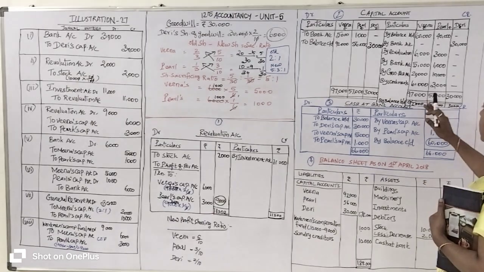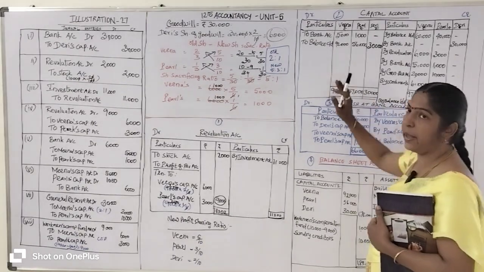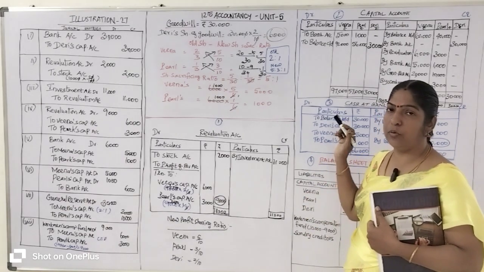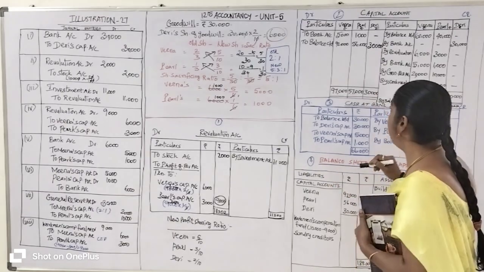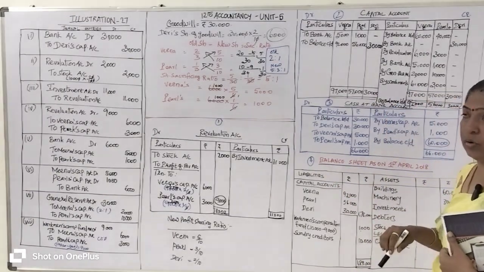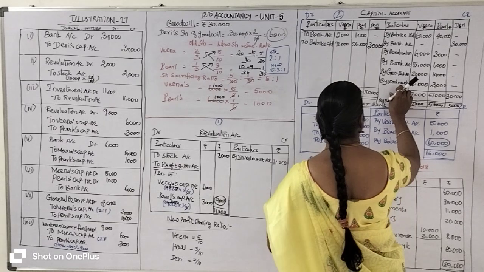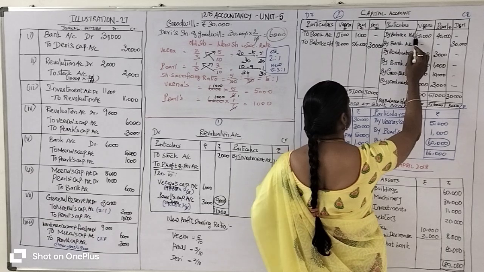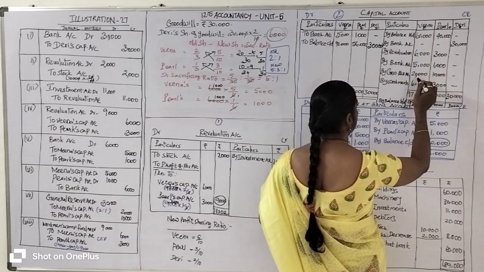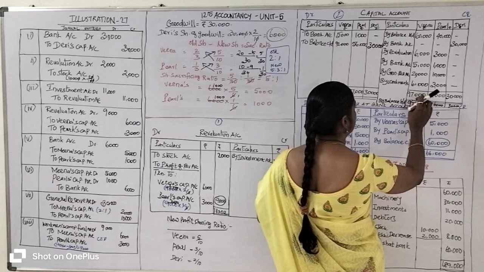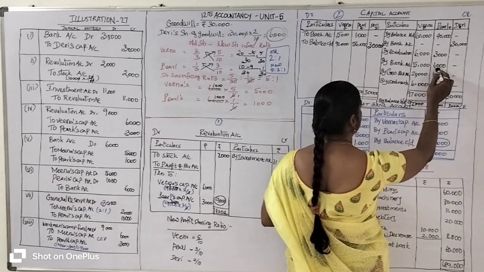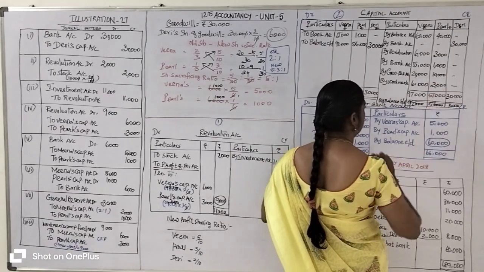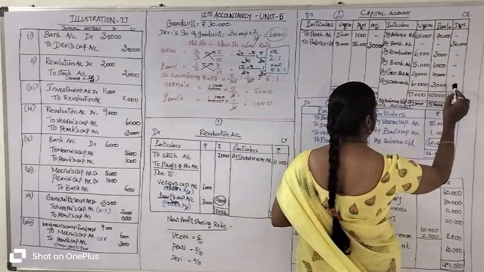Okay, so now we need to find out the closing balance. How can we find out the closing balance? To find out the closing balance, we need to calculate the total. Which side has the higher value, that side we consider as the total. In this case, the credit side has the higher value. So we calculate the credit side total: 60,000 plus 6,000 plus 5,000 plus 20,000 plus 6,000, you will get 97,000 rupees. 40,000 plus 3,000 plus 1,000 rupees plus 10,000 plus 3,000, you will get 57,000 rupees, and 30,000 rupees entered.